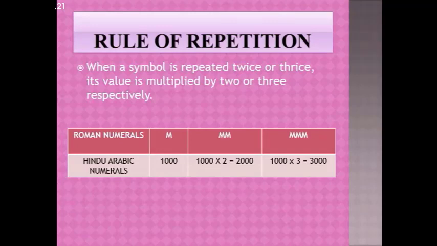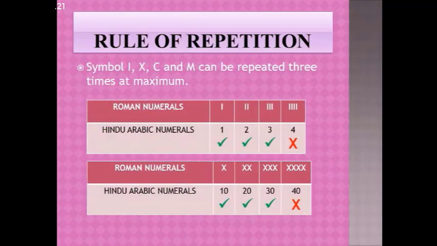Second rule of repetition says that symbols I, X, C and M can be repeated 3 times at maximum. As you can see here, 1 is equal to I, 2 is equal to II, 3 is equal to III, but 4 is not equal to IIII. 4 is equal to IV.